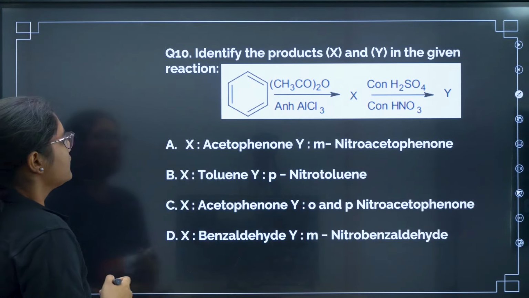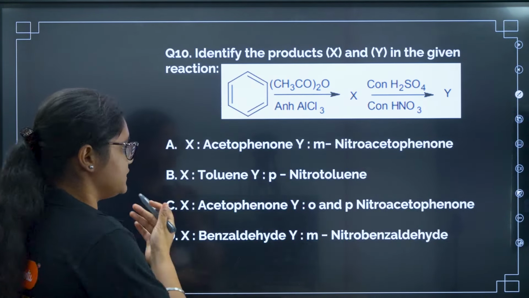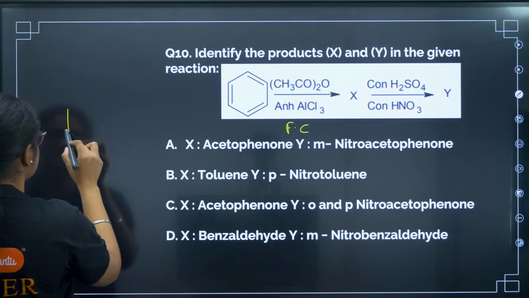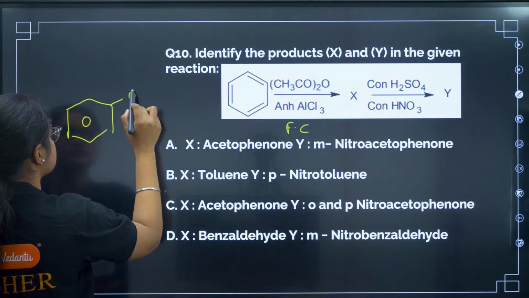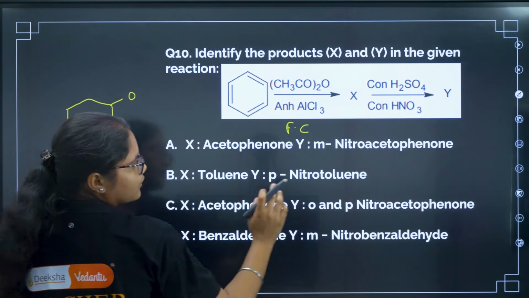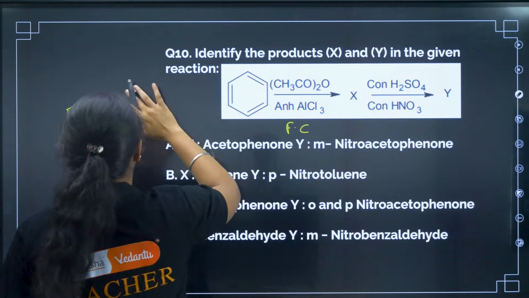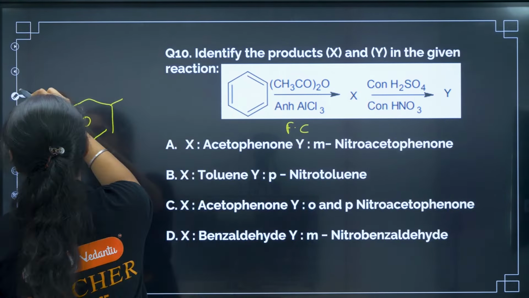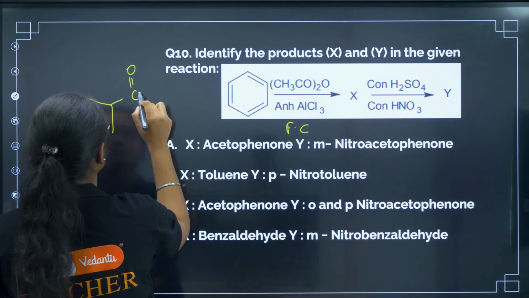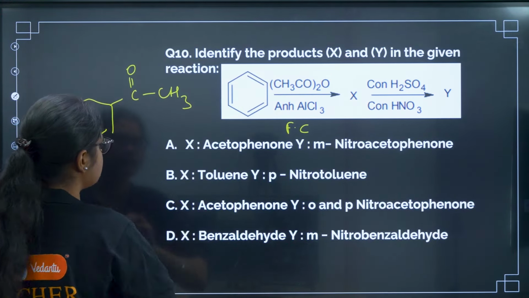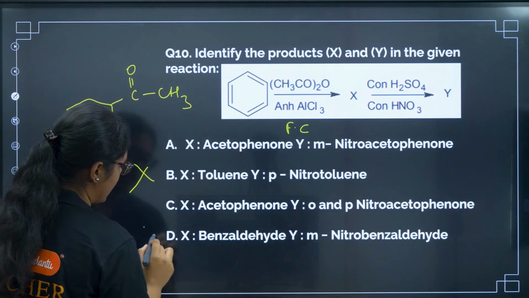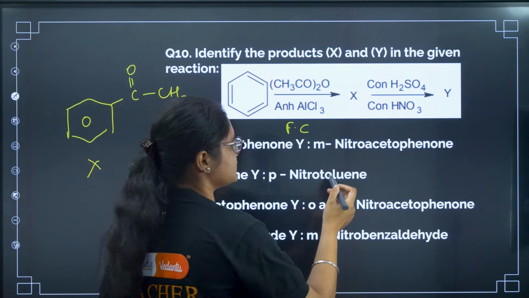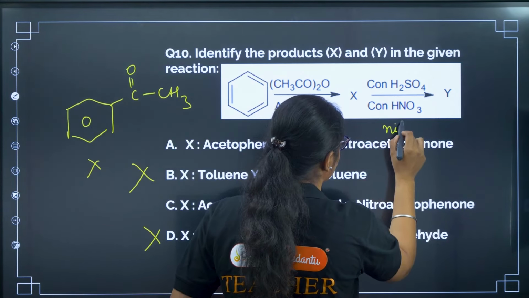Okay, next, identify the products X and Y in the major reaction. If you can see, this is Friedel-Crafts acylation. So if I add this, first we will get the product after Friedel-Crafts acylation as COCH3, right? So this is the X. From here we can eliminate option B and option D. Now let us see option A and C. You have concentrated H2SO4 and concentrated nitric acid. This is the reagent for nitration.